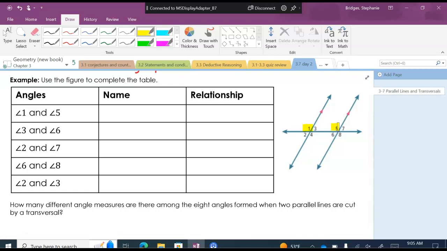First question, are they both inside my 2 lines? No, so they're not any kind of interiors. Are they both outside of my 2 lines? They're not, are they? Angle 1 is on the outside, but angle 5 is on the inside. So they're corresponding. In order for them to be same side or alternate, they have to either both be in between my parallel lines or both be on the outside. In this case, one is inside, one is outside. That makes them corresponding. And what relationship do they have? Congruent or supplementary? Congruent.